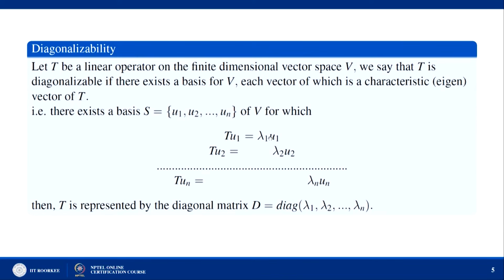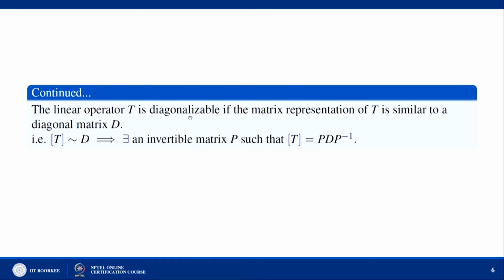We already know that every linear transformation corresponds to a matrix with respect to some basis. So, if this is a basis, then T of u1 will be lambda 1 u1, T of u2 will be lambda 2 u2, and so on, T of un will be lambda n un. Then T is represented by a diagonal matrix D, which is given by this. So, what does it mean? We will discuss later on by taking an example of matrices.